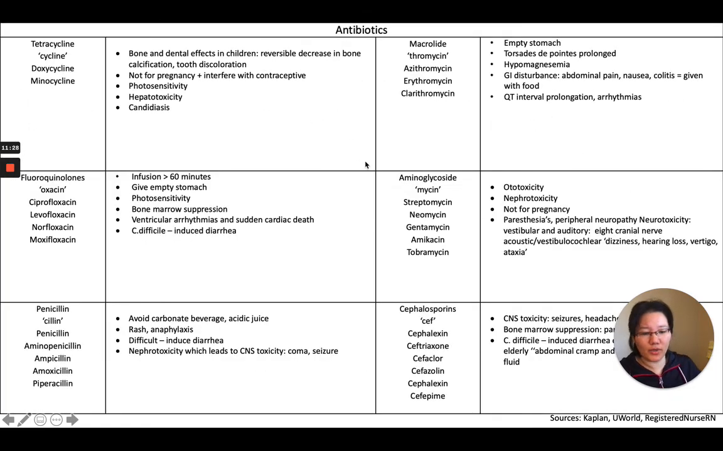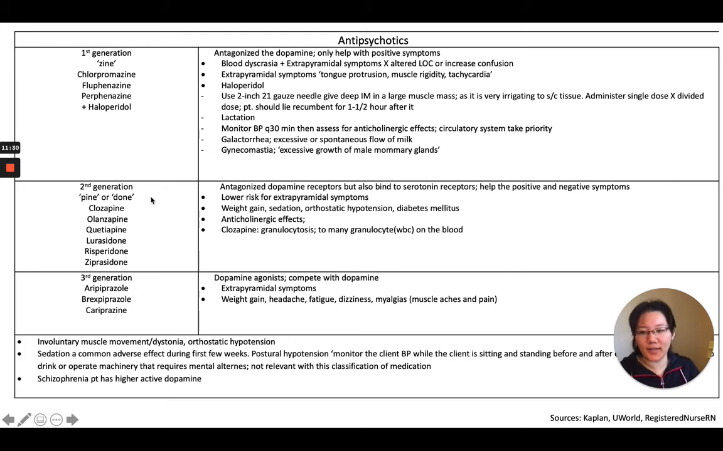Antipsychotic, we categorize them into first generation, second generation, and third generation. First generation tends to have more side effects compared to the second and third. So when the NCLEX questions ask about antipsychotics, firstly you need to figure out which generation they belong to, and then what they do, and then the side effects of it.